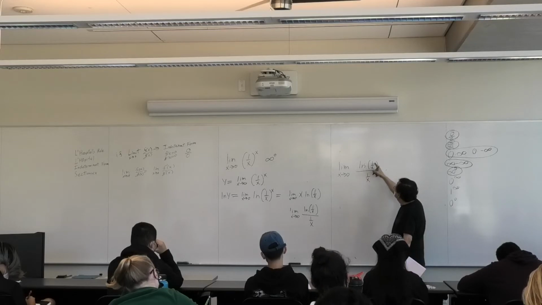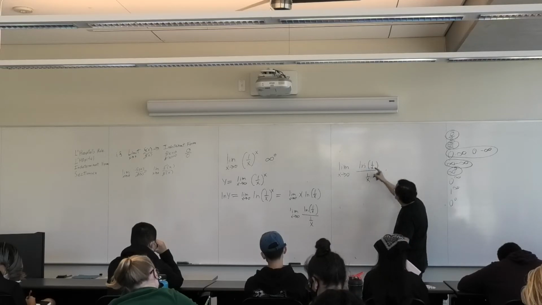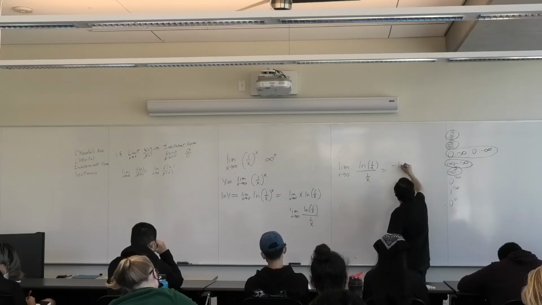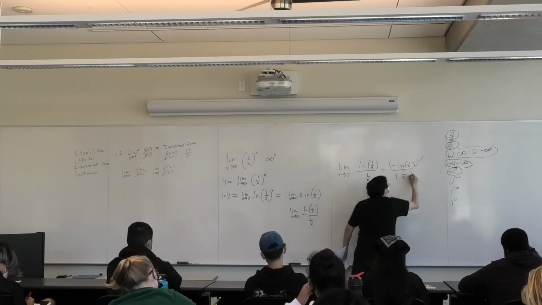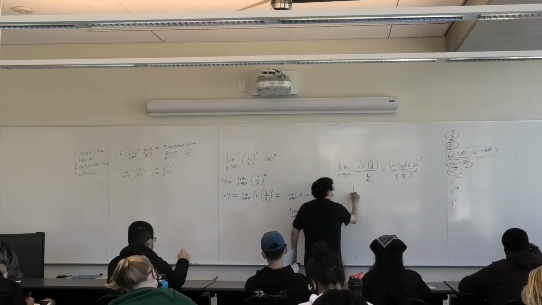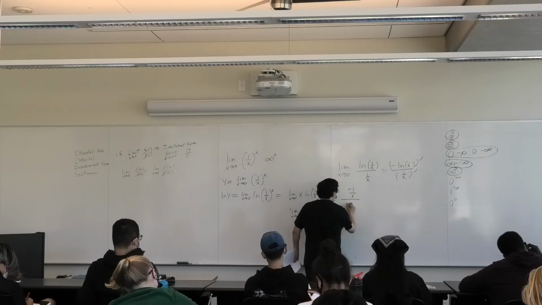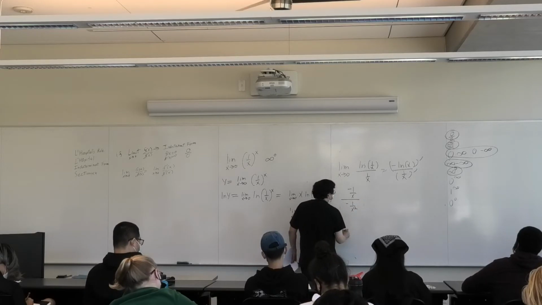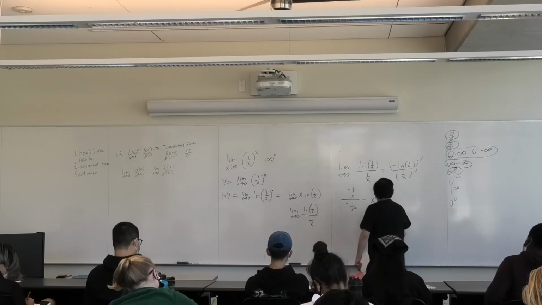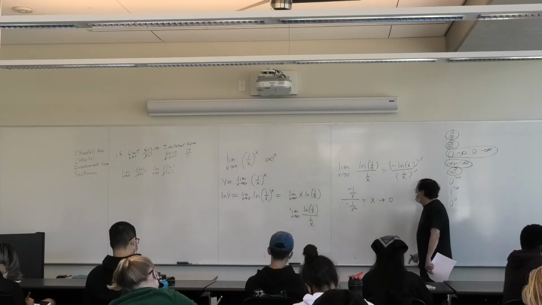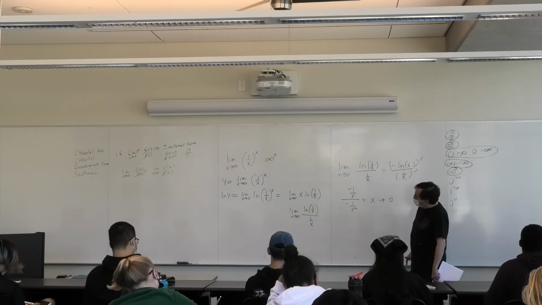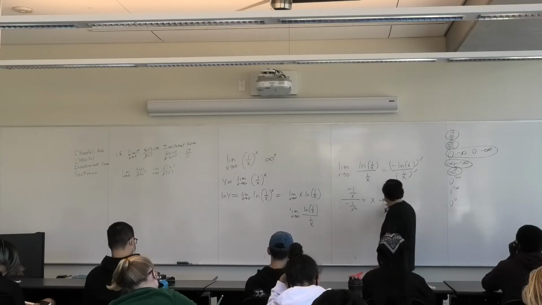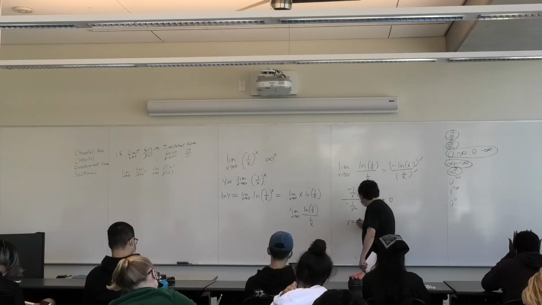So this goes to infinity, this goes to infinity, this goes to infinity. But I can rewrite this as negative log of x over 1 over x. All right, so now when I find the derivative, what do I get? On top I have negative 1 over x, on the bottom I have negative 1 over x squared. This just becomes x, so it goes to 0. So that's my y. I'm sorry, that's my log of y. So if log of y goes to 0, y just goes to 1.